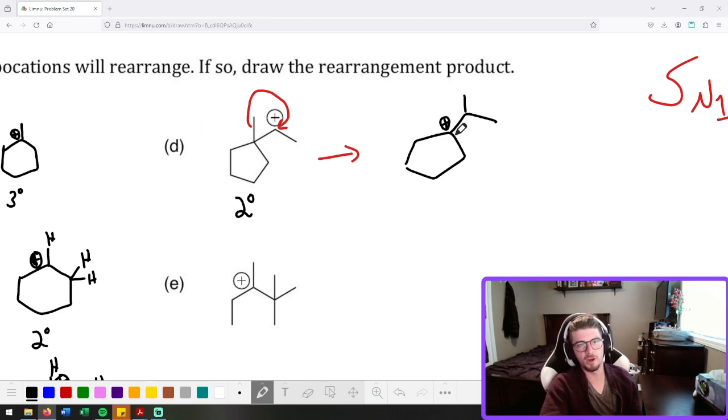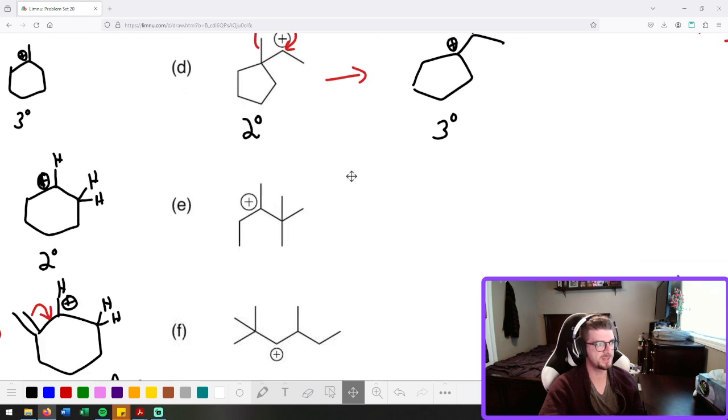so we've moved the carbocation here, and this is a tertiary site. So we've changed from a secondary carbocation into a tertiary. So the carbocation can form in the first place, and the rearrangement improves it. So both of the criteria are fulfilled. So that's just great.